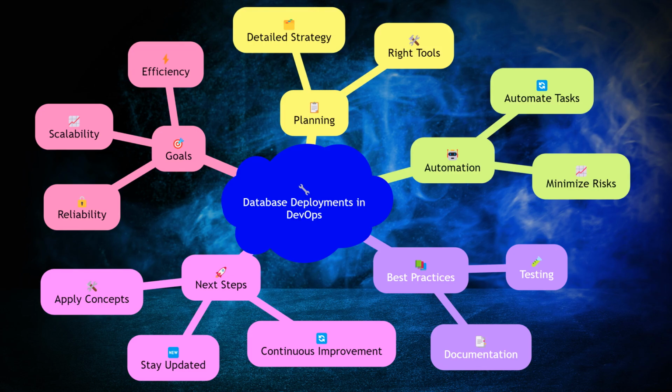In conclusion, implementing deployments that include database tasks is a critical aspect of modern DevOps practices. By carefully planning, using the right tools, automating tasks, and following best practices, teams can achieve successful database deployments with minimal risks. The next steps involve applying these concepts to your own projects, continuously improving your processes, and staying up to date with the latest tools and techniques in the field. By doing so, you can ensure that your deployments are efficient, reliable, and scalable.